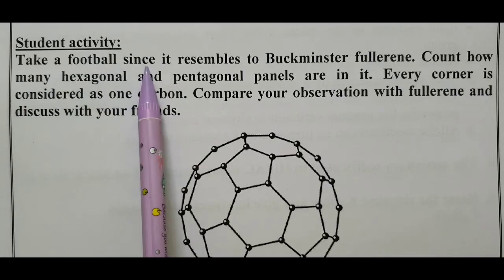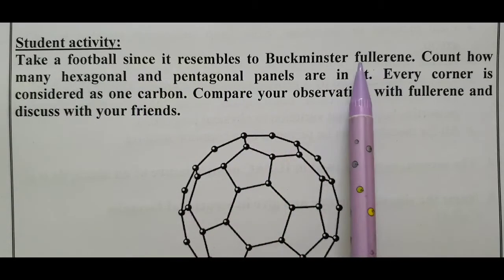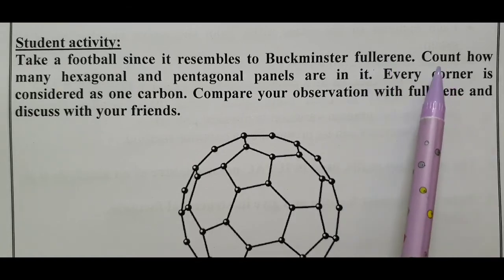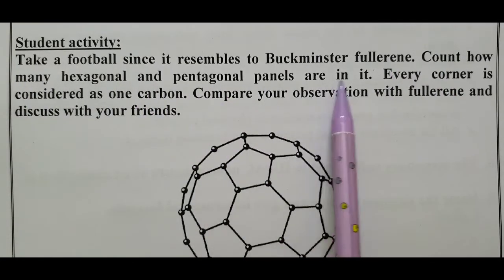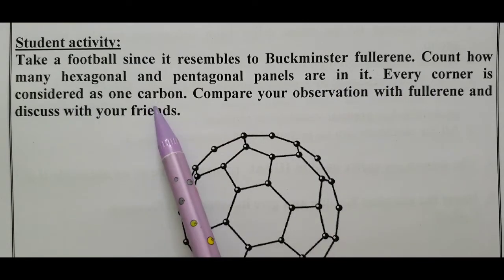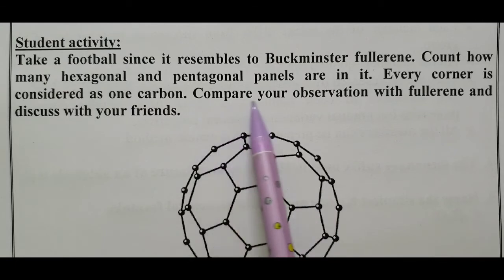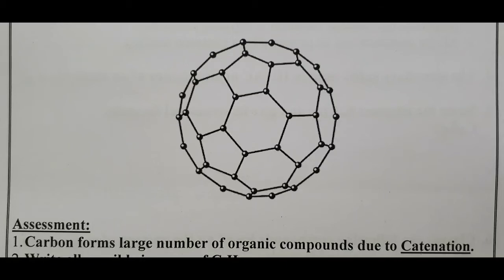Take a football, since it resembles Buckminsterfullerene, one of the allotropic forms of carbon. Count how many hexagonal and pentagonal panels are in it. Every corner is considered as one carbon. These are all carbon atoms. Compare your observation with fullerene and discuss with your friend.